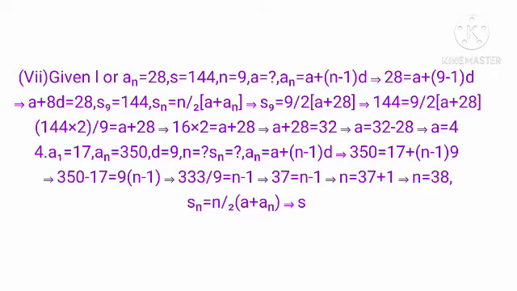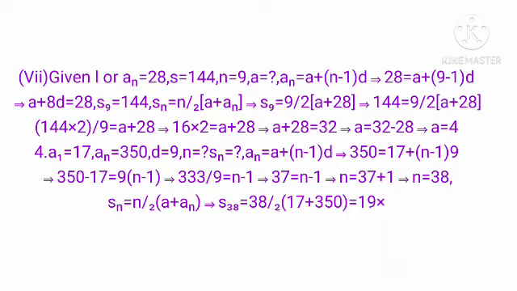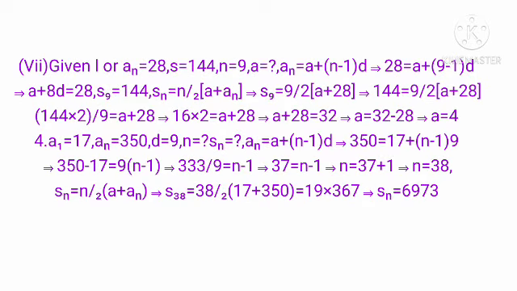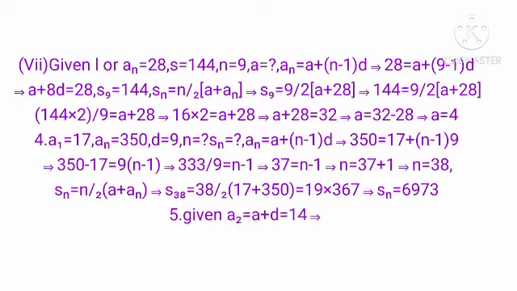Sn is equal to formula n by 2 into a plus an, that implies S38 is equal to 38 by 2 into a is 17 plus an is 350, that implies 19 into 367. Sn is equal to 6973.